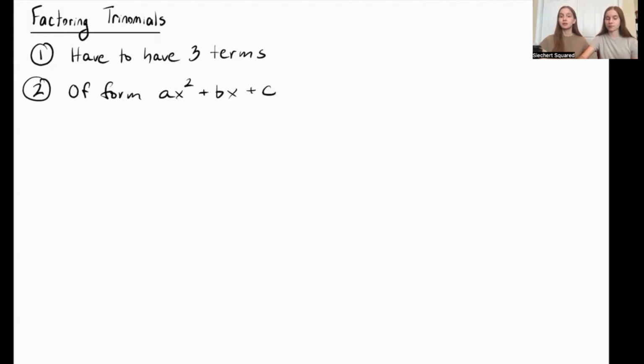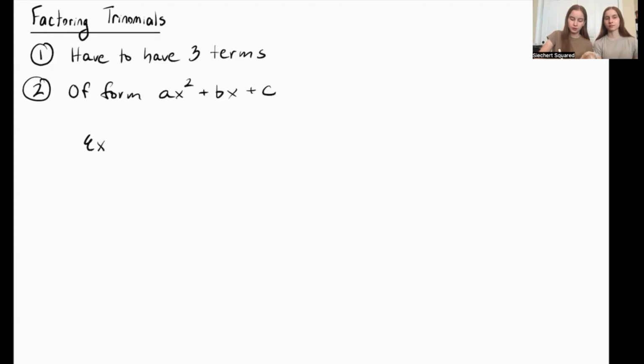Now, a, b, and c are stand-ins for any number. One thing I also want to add, we put x here, but it could be any variable. It could be y, it could be n. It just has to be the something squared and then that term on its own. Exactly.